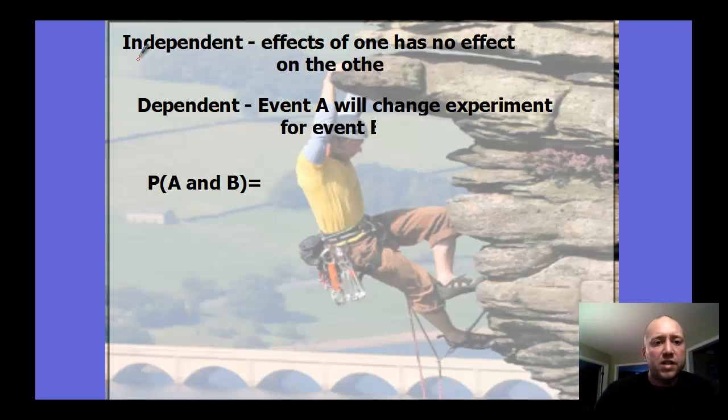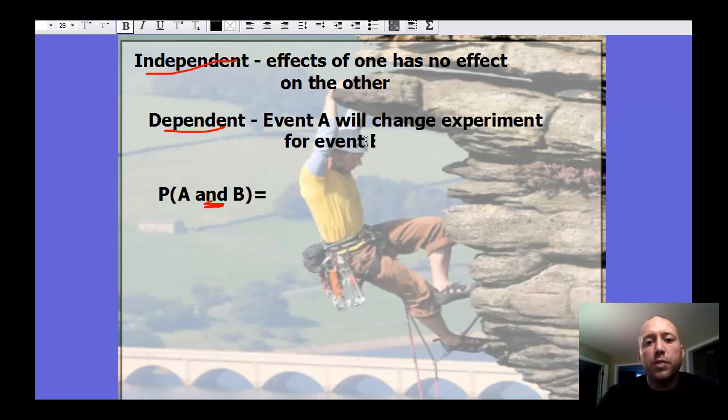Independent and dependent is a different kind of probability. It's one where you're trying to find the probability of A and B. So the big difference here is "and." You want more than one thing to occur. The independent probability is when one event has no effect on the other. And the dependent is when event A will change the experiment for event B.